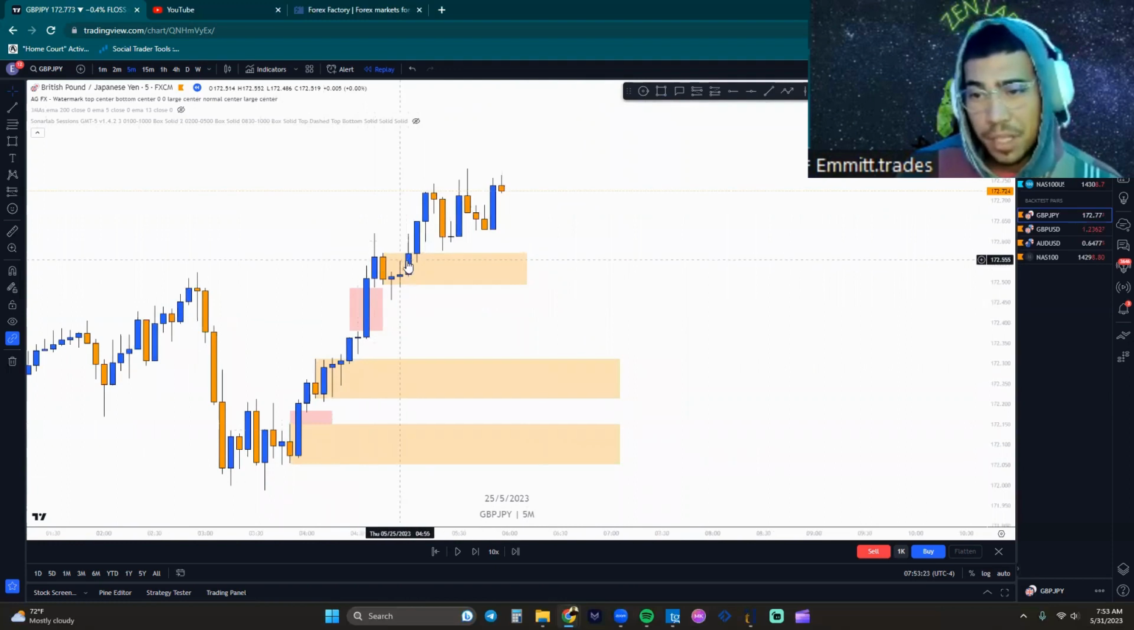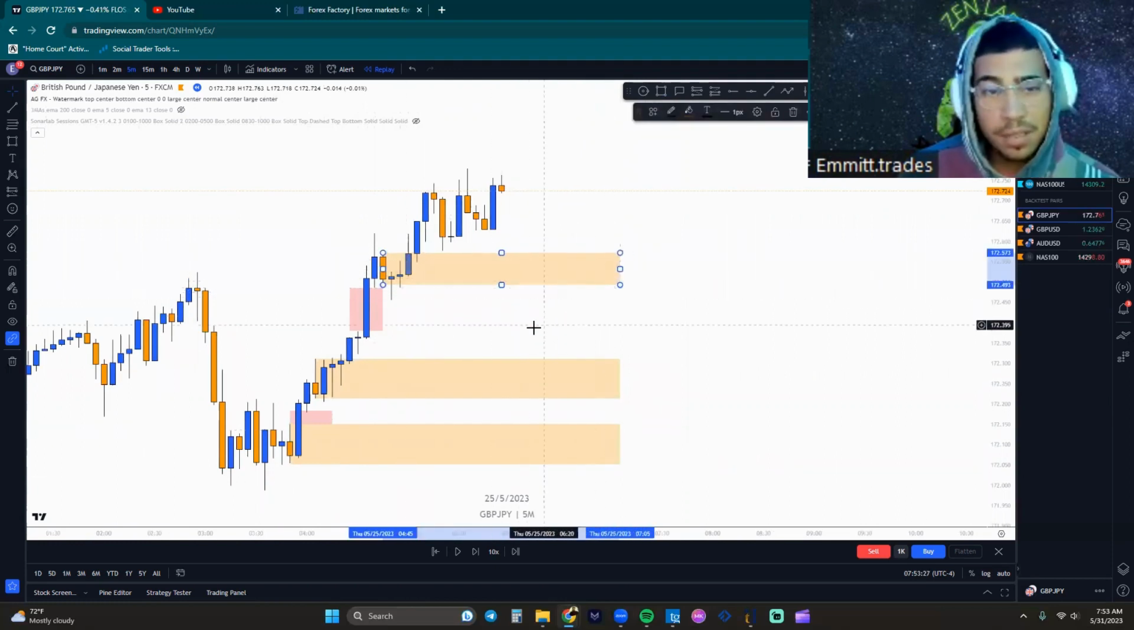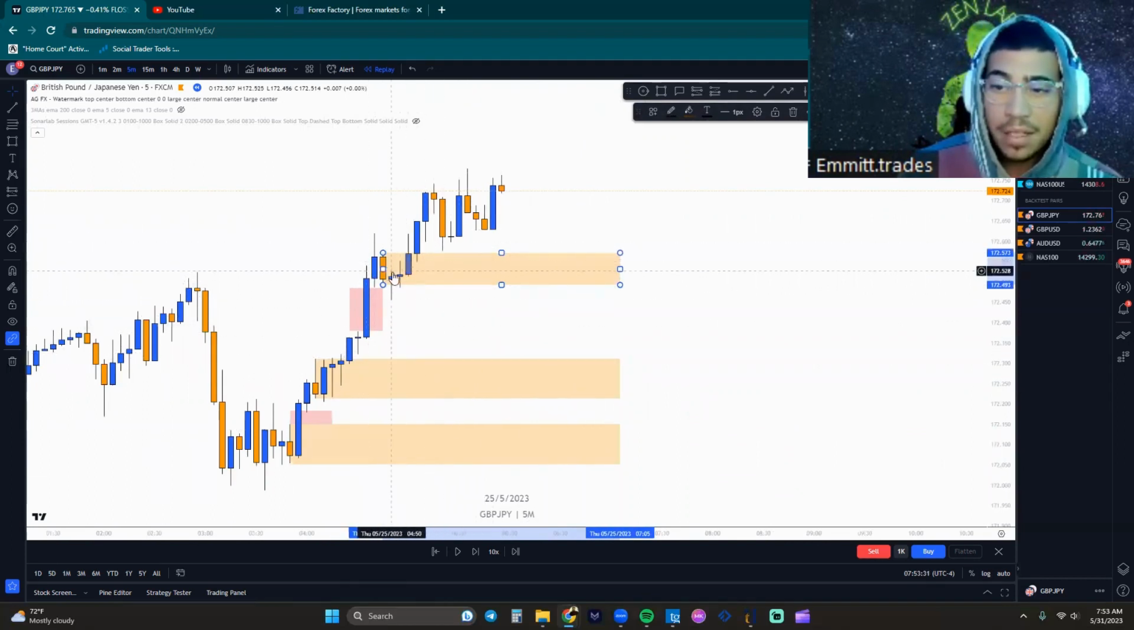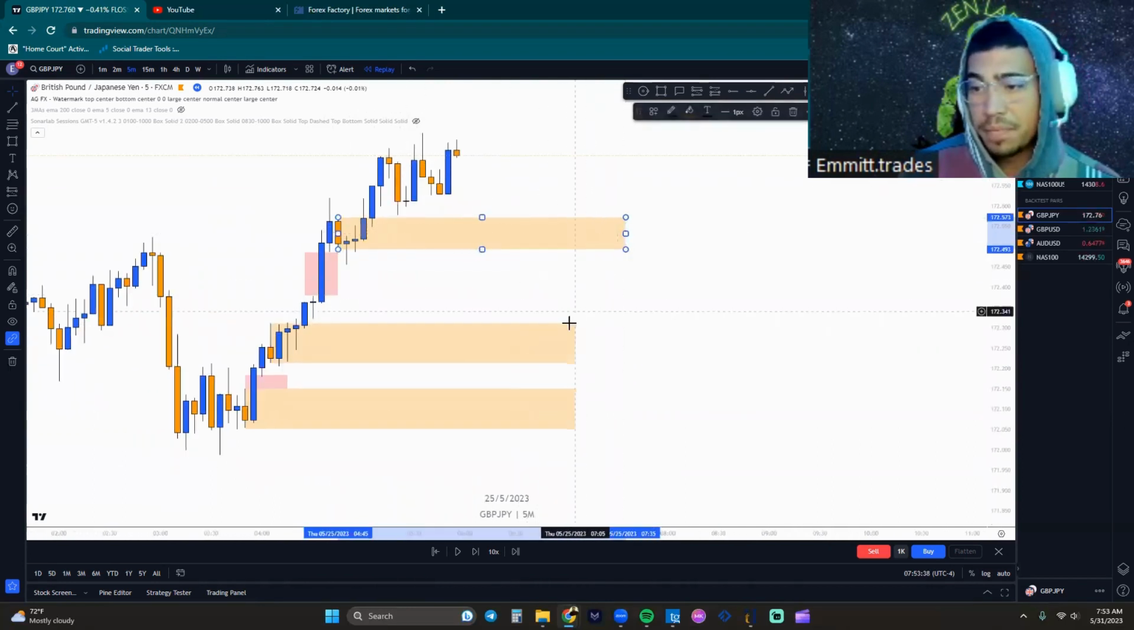Now, could this potentially hold here? Sure. It just doesn't fall more often than not. It doesn't follow my strategy for one, but more often than not, these zones will be invalidated and taken out, coming down to our real demand levels down here. So let's see what happens here.